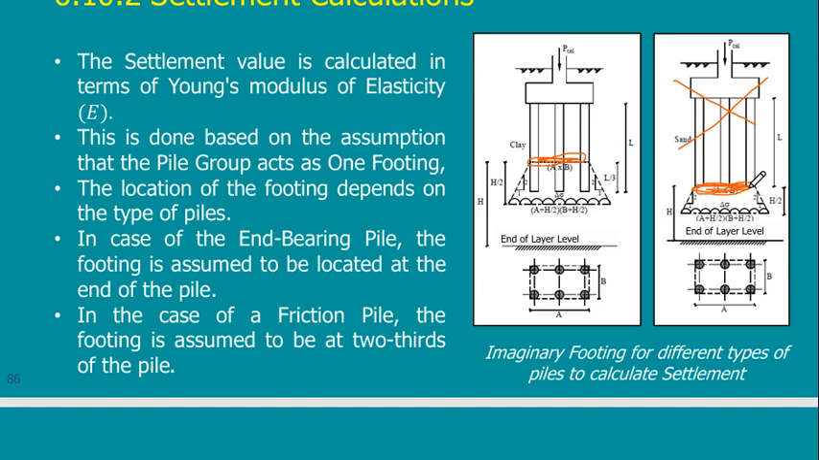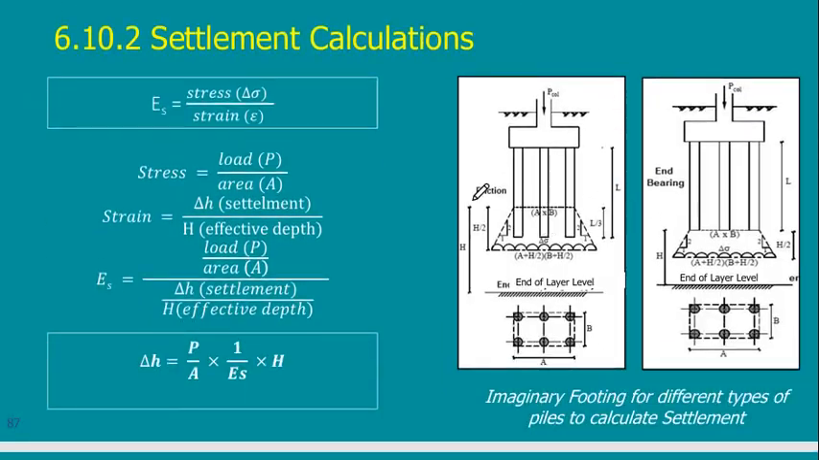So this is the location of my imaginary footing, and this is the location of my imaginary footing. Here it is friction or end bearing. If it is end bearing, it is at the bottom. If it is friction, it is at the middle third. I take the distance from this location to the bottom where my stresses can reach.